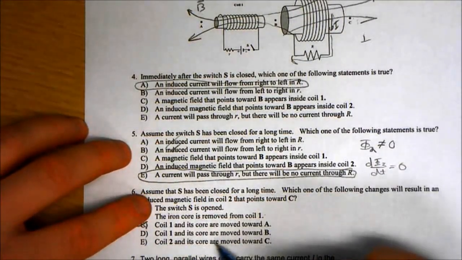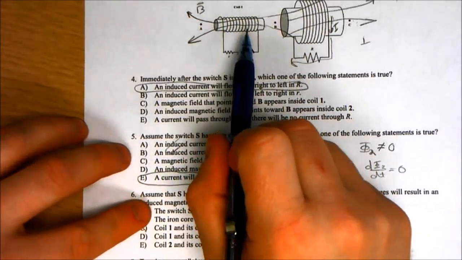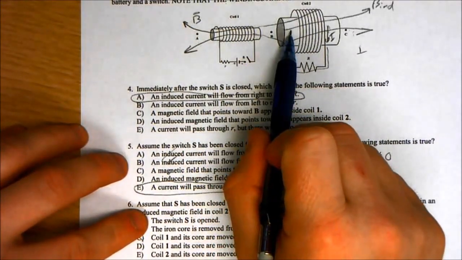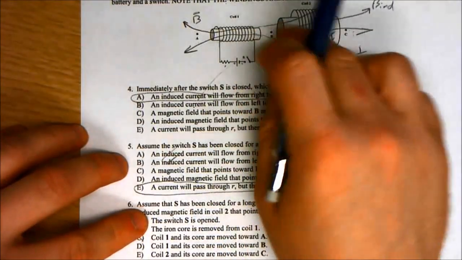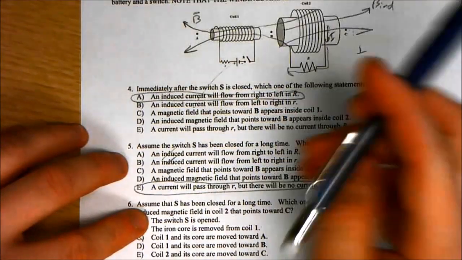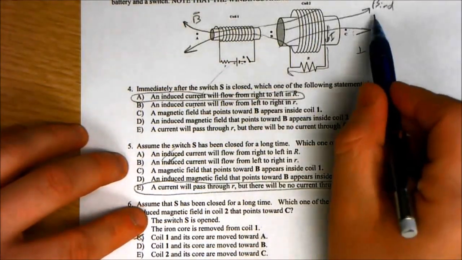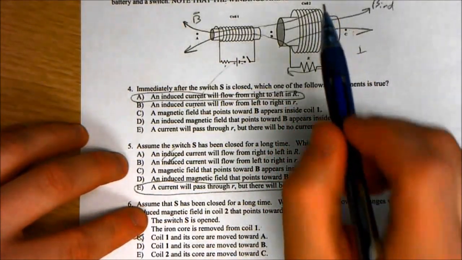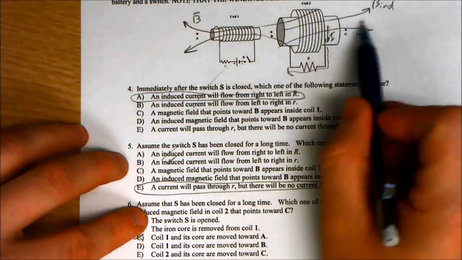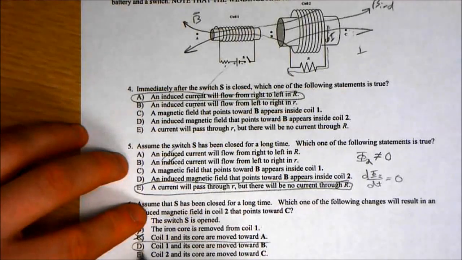D, coil 1 and its core are moved towards B. Okay, so now we have the situation where all of this is moved towards this other coil, so that's going to increase the flux towards the left because we're moving it closer to the coil. So that's going to induce a field in the opposite direction to resist that change, to fight against that change. So that means the induced field would point towards C. That's our correct answer.